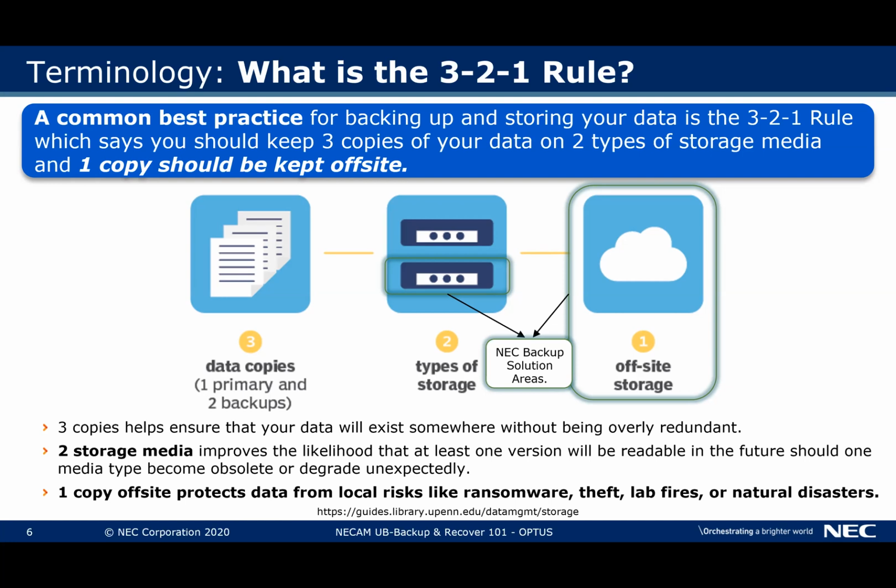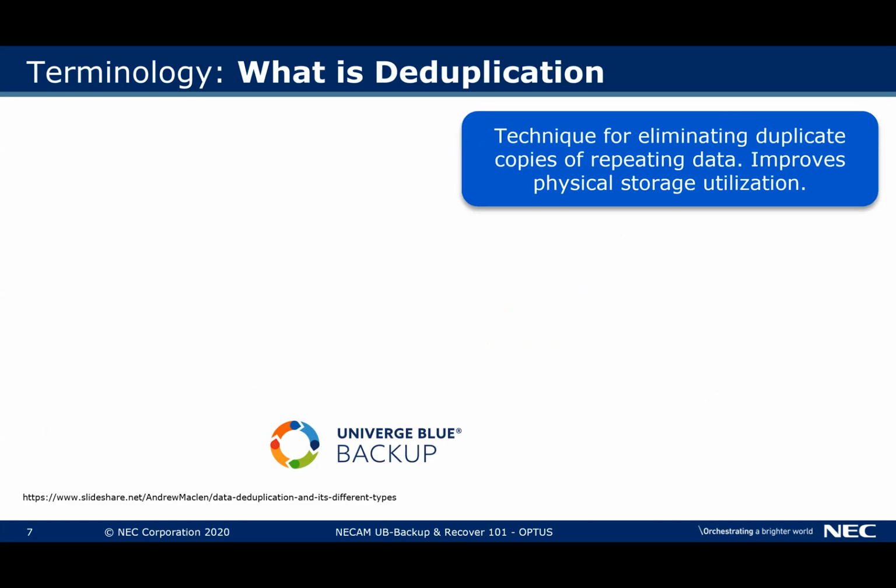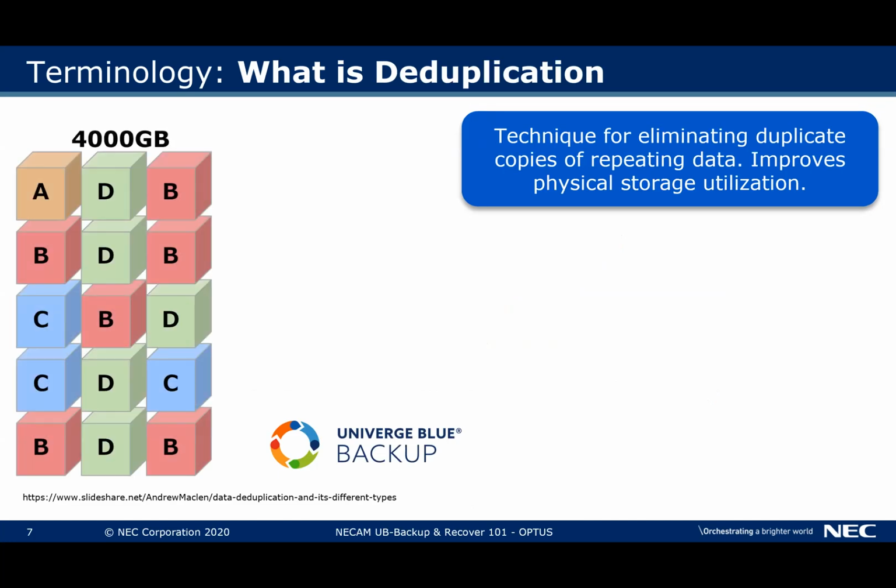And then the third point is that you want to get 1 of the copies transmitted offsite, so that in the event any of the systems on premise are compromised, you've got a copy of the data that's secure and offsite. The solution areas that we'll be talking to you about in future training sessions will be around how the NEC solution addresses the secondary storage for on-site and the off-site storage. And again, the off-site storage provides protection from risks such as ransomware, theft, lab fires, or any type of natural disaster.